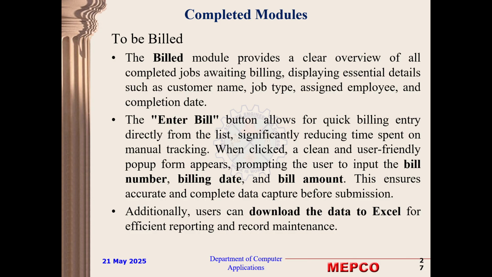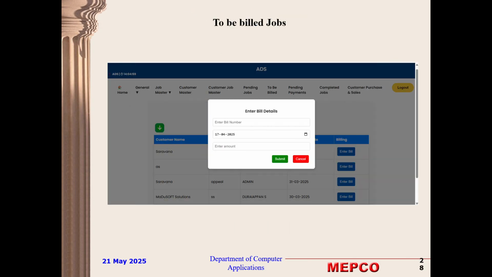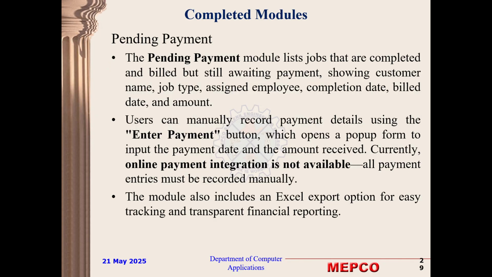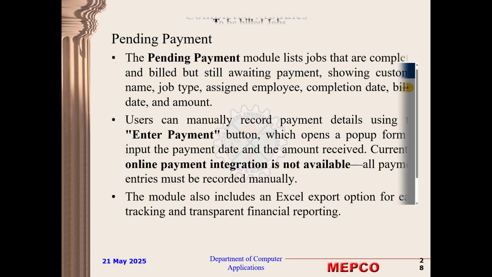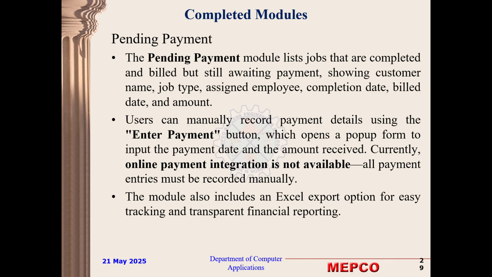Go to the billing section. In the billing section, it will display the enter bill number, bill date, and enter amount, which is the amount the customer should pay. After running pending payments, the user should enter the amount. It will display on their page, but there is no online payment in it. It's not available. Only offline payment will be available.